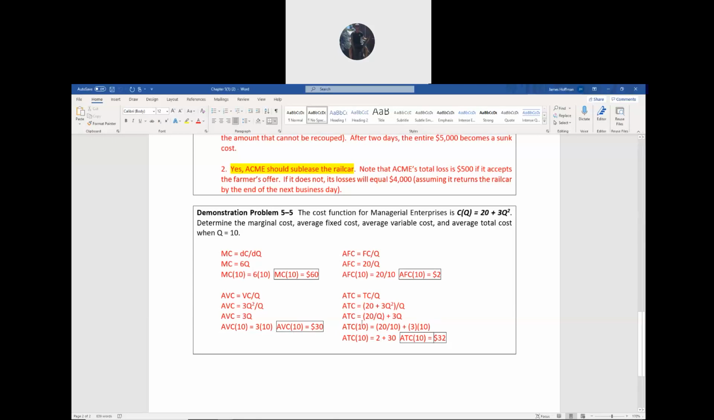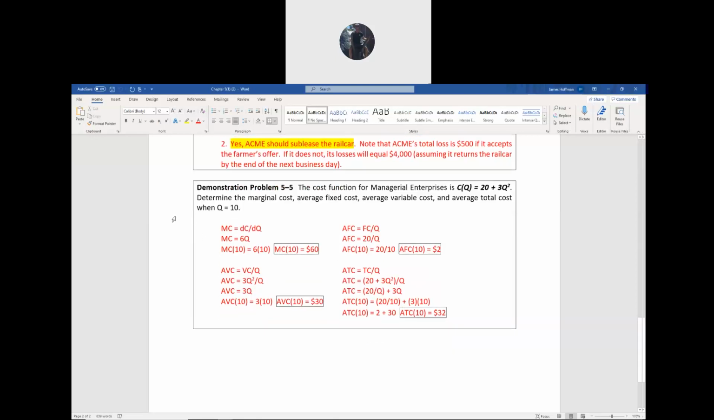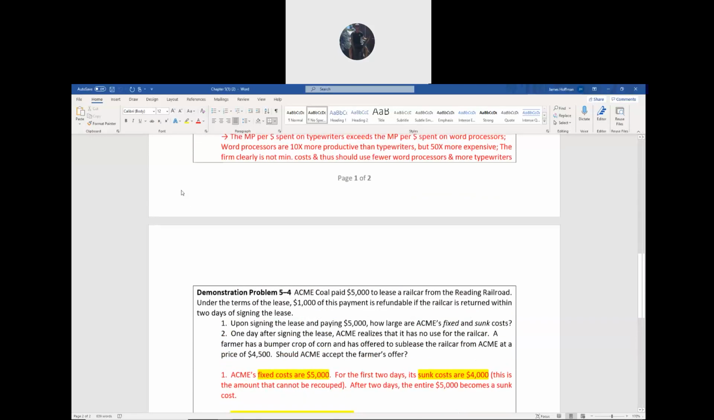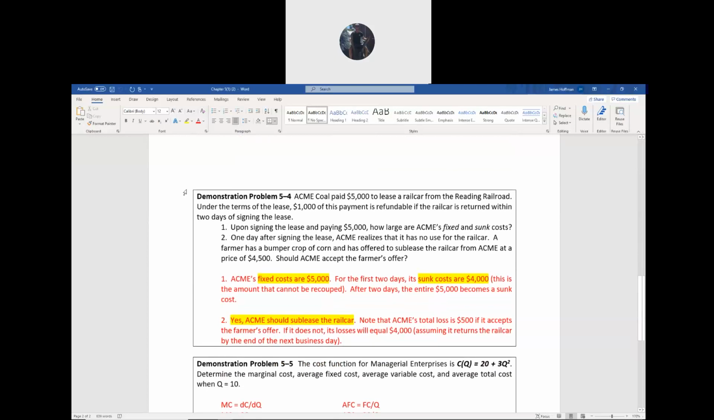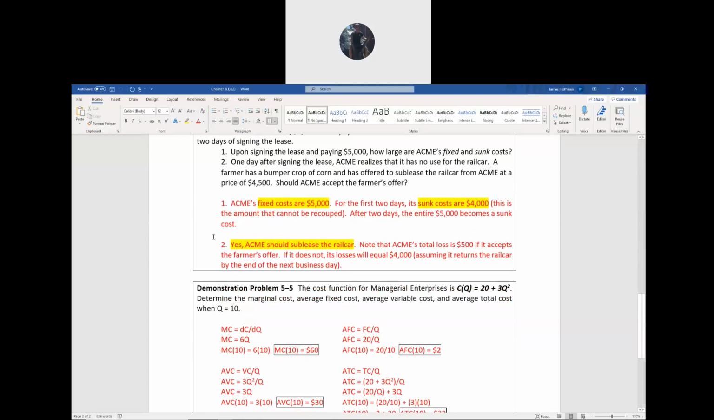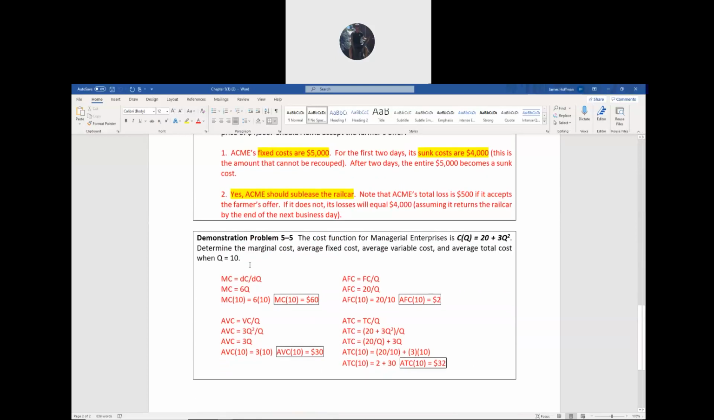And then you can also see that you could have done the average total cost by adding the average variable cost plus the average fixed cost, which would also give you 30 plus 2, which is 32. Okay, so the last couple were just some review of fixed cost, sunk cost, and then marginal cost, variable cost.